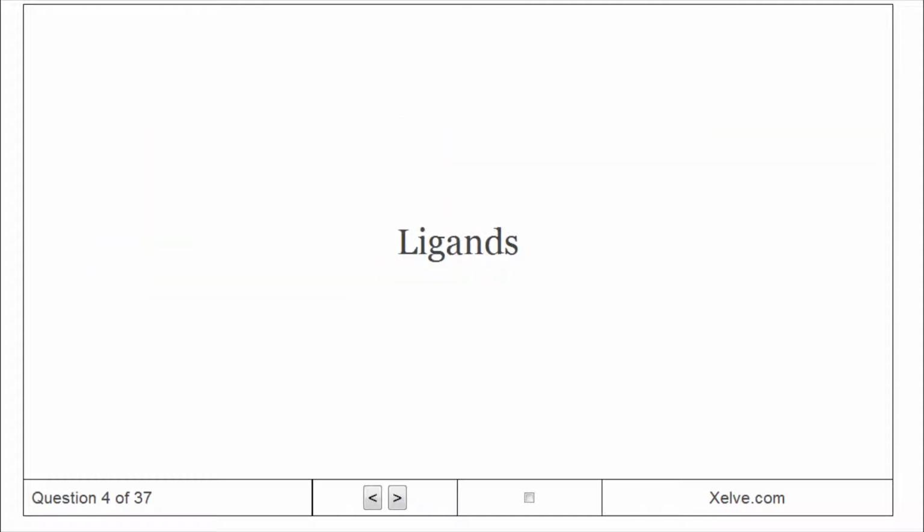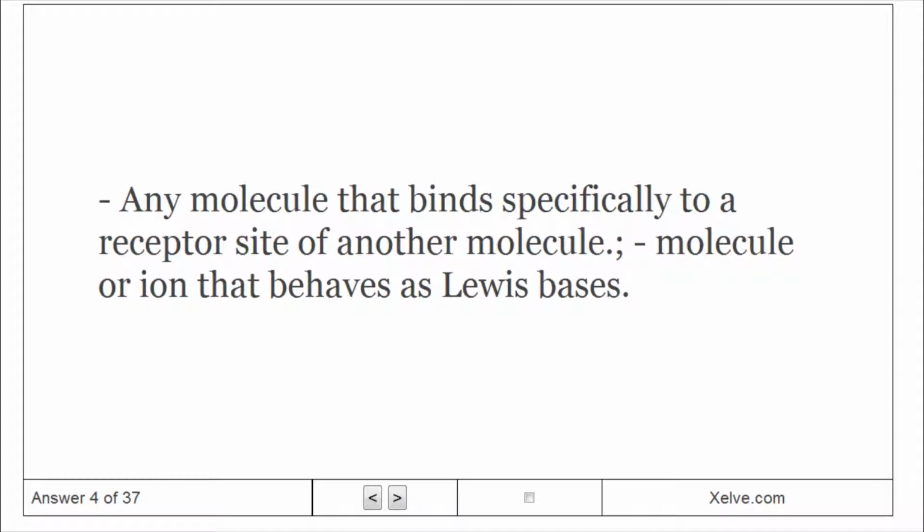Ligands. Any molecule or ion that binds specifically to a receptor site of another molecule or ion, and behaves as a Lewis base.